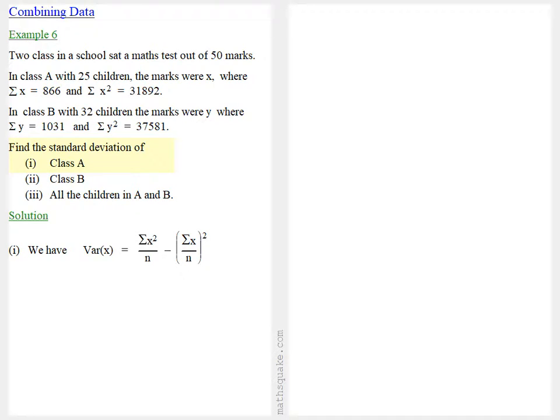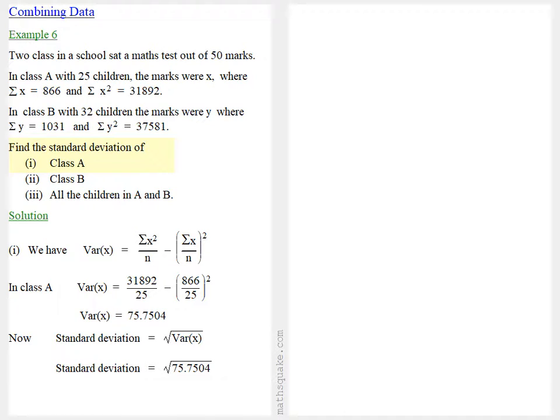Now the variance of the class is the sum of x squared over n minus the sum of x over n, all squared, which is equal to 31,892 over 25 minus 866 over 25, all squared. That gives a variance of 75.7504. So the standard deviation is the square root of that, and it turns out the standard deviation is 8.703.